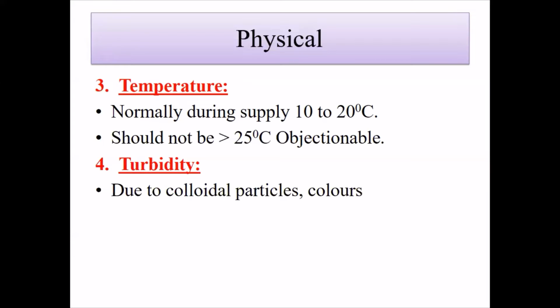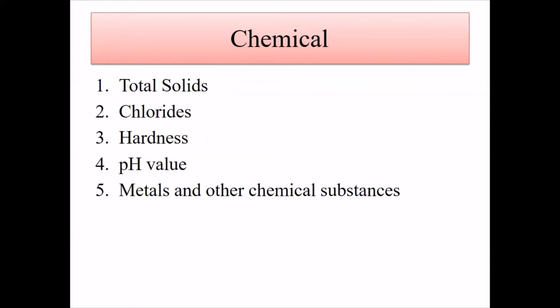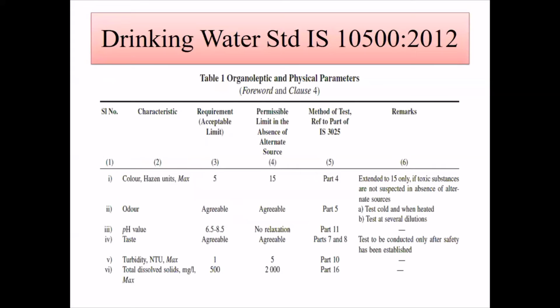Then chemical properties of water. The chemical properties are subdivided into total solids, then chloride, then hardness, then pH value, then metals and other minerals, then nitrogen and its compounds, and dissolved gases.